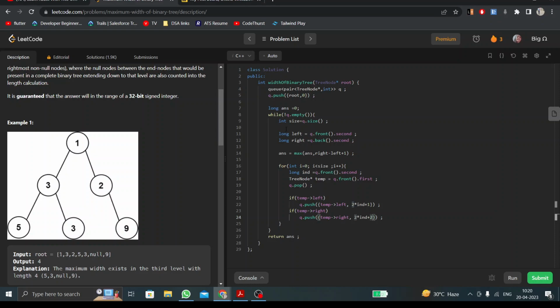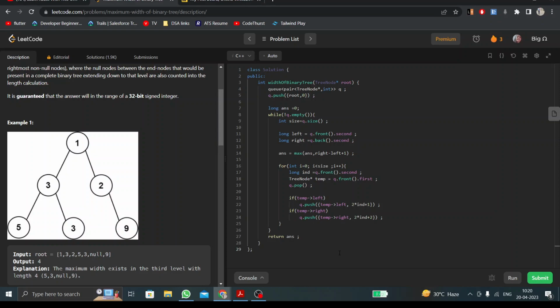Here, in each level, I'm storing the index of the leftmost node and the index of the rightmost node, and I'm storing the answer in our answer variable as right minus left plus 1, and I'm returning the answer.